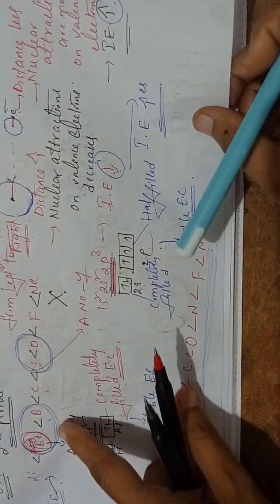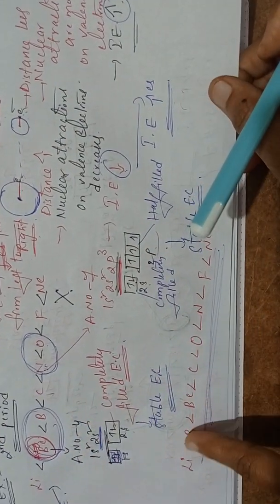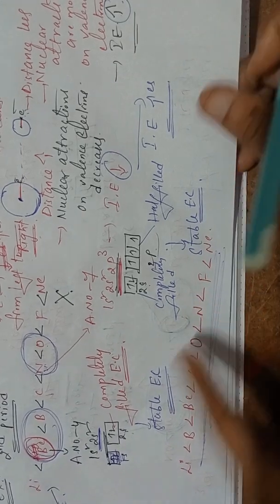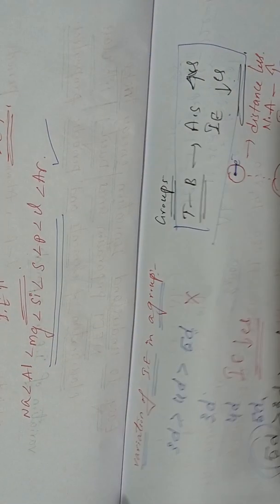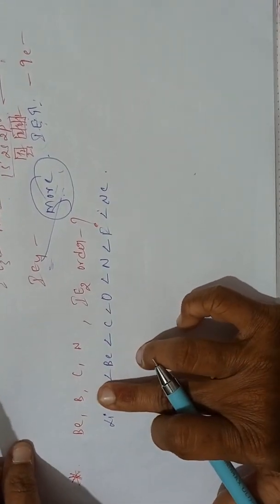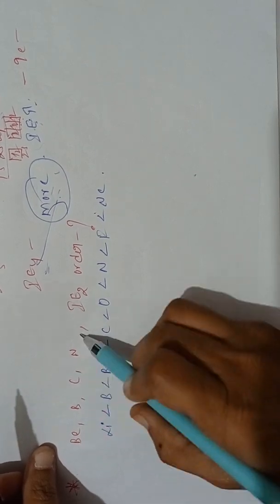Lithium, beryllium, boron, correct? This is the correct order. Beryllium has the higher value and nitrogen has the higher value. So this is the correct order, students. From this order you just write the correct order: beryllium, boron, carbon, nitrogen.